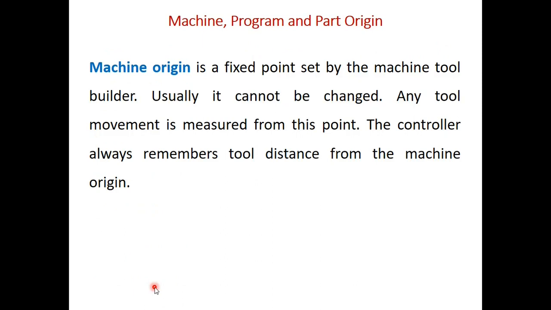Now before going to the actual program we have to go through some basics. First we have to understand, more importantly, machine origin, program origin and part origin. Let's see them one by one. Machine origin is a fixed point set by the machine tool builder. Usually it cannot be changed and any tool movement is measured from this point. The controller always remembers the tool distance from the machine origin.